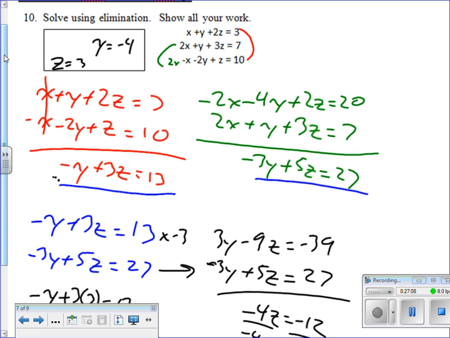Take those two, plug them into any of the equations to find x. I would put them in the top one just because x is positive all by itself. So x plus negative 4 plus 2 times 3 equals 3. x plus 2 equals 3, so x equals 1.